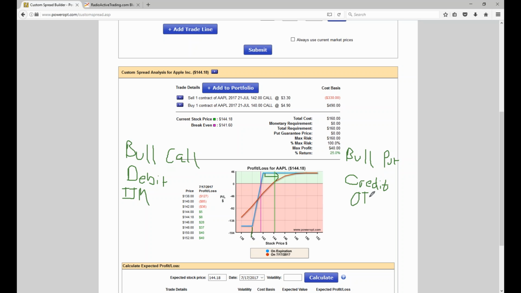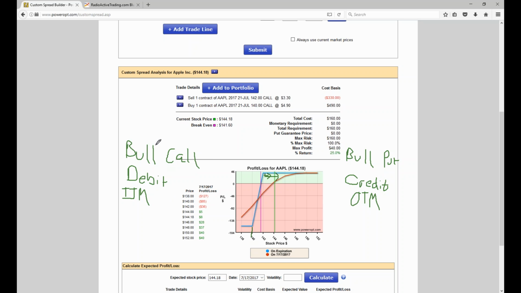The bull put should start off out of the money. Now, why do I say that? It's because we want that probability of 70-75% of success, which means you're in the money on the bull call below the stock price, or you're out of the money using puts, which still means you're below the stock price, but you're out of the money. Okay.